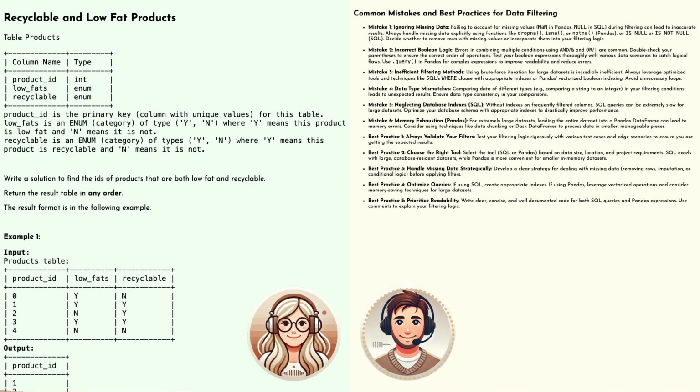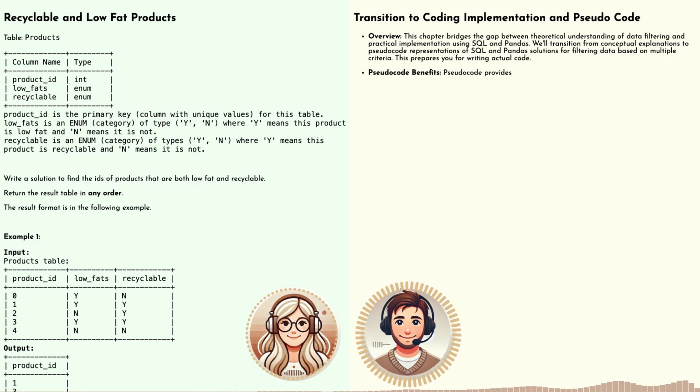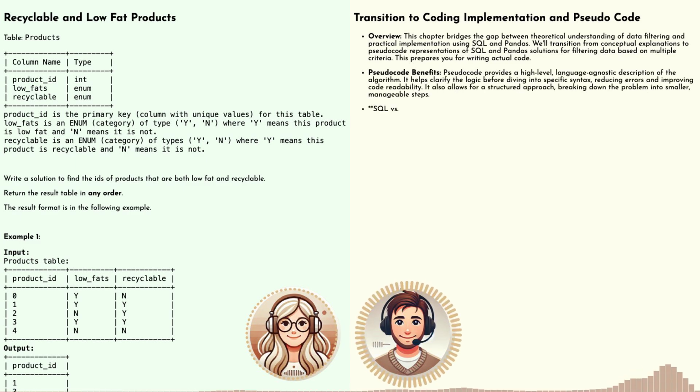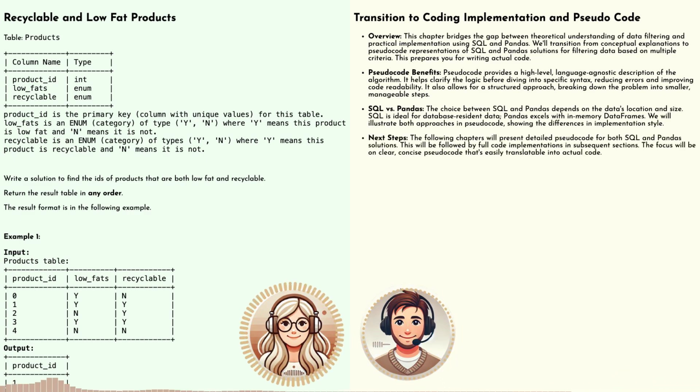We've covered a lot in this part, compared SQL and Pandas, talked about their strengths and weaknesses, and even pointed out some things to watch out for. In the final part, we're gonna shift gears a bit. We'll look at how all these concepts translate into actual code. We'll sketch out the logic using pseudocode. Stay tuned for the grand finale of our data filtering adventure.